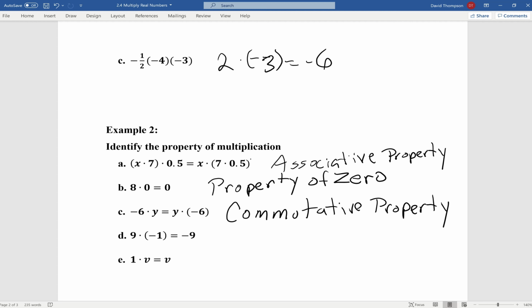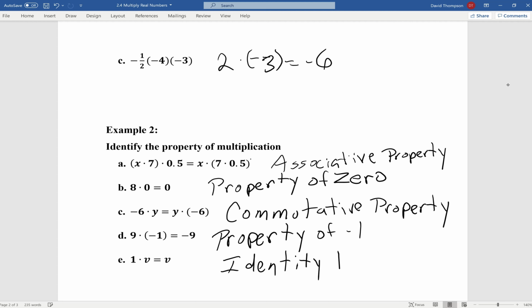D, 9 times negative 1 equals negative 9. Anytime you multiply and see a negative 1 involved, that's going to be the property of negative 1. And then E, 1 times V equals V. Whenever you see a 1 involved, this is going to be your identity property. And we are done identifying our properties.